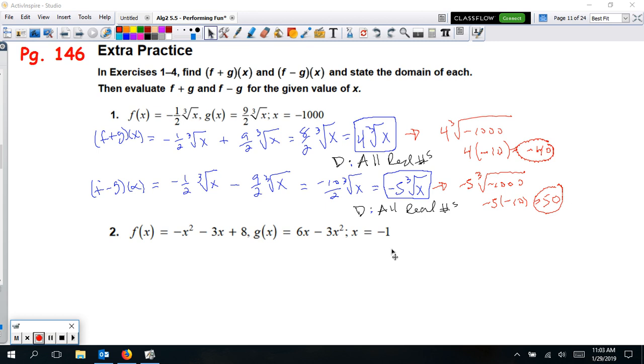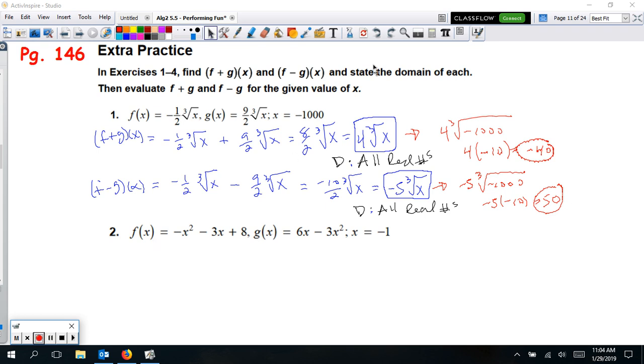Okay, so for number 2, we're going to do the same thing. In fact, this one you might want to do by yourself. It should be pretty easy as far as these two functions. They're just kind of polynomial functions. So just adding them together, combine like terms, subtracting them. You're going to be changing the signs of this one, g here, to their opposites. So you might want to stop the video and do that for a minute, and then start it again.